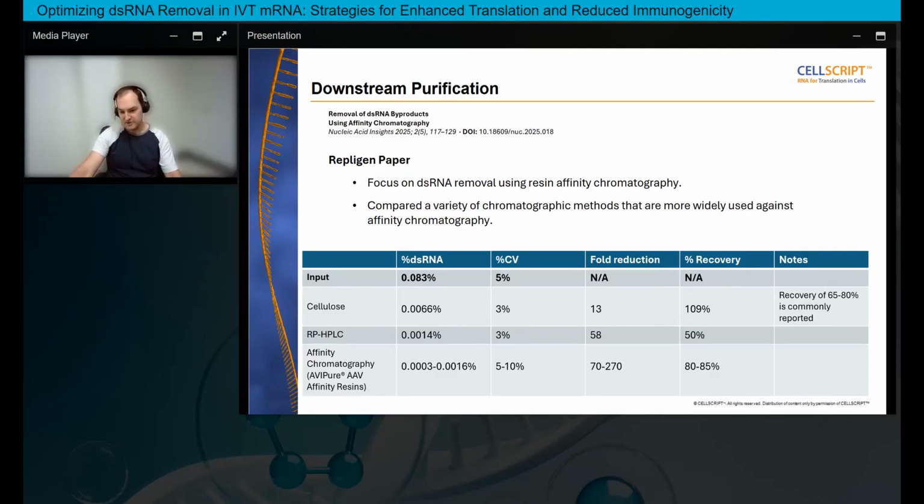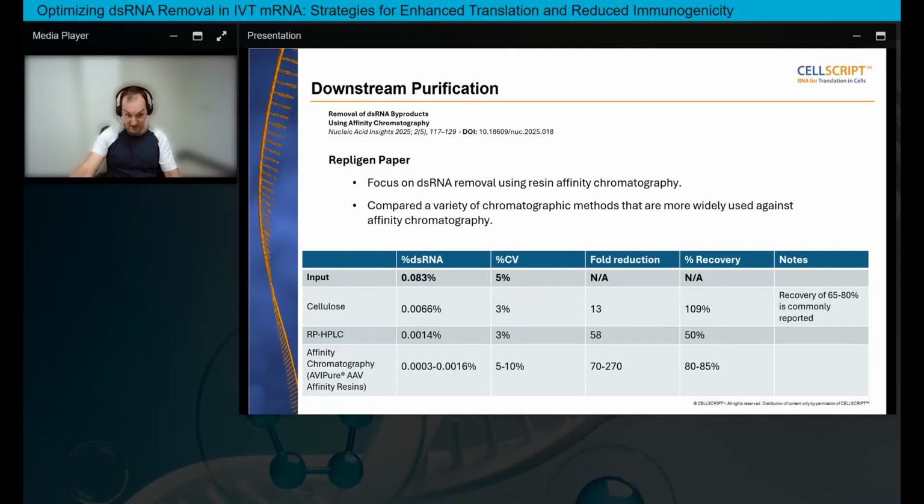And so they showed, which aligns with a lot of data digging that you can do and see with how these guys perform in the industry, that cellulose, which is probably the most common one used right now because it's cheap and it's easy, and it tends to work well enough, reduces double-stranded RNA to a certain level. But if you want to get below that level, you have to go through a more complicated process like HPLC or affinity chromatography, which can reduce the double-stranded RNA quite a bit more, an order of magnitude or a couple orders of magnitude more than cellulose. The problem with that is that the percent recovery of those reactions will go down.